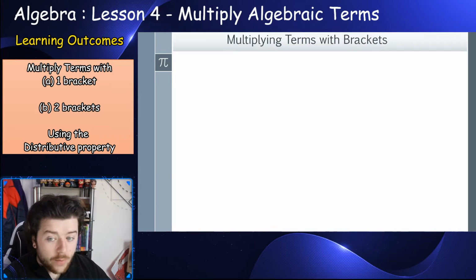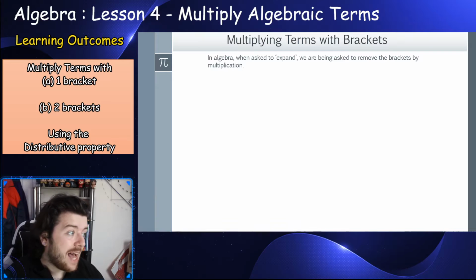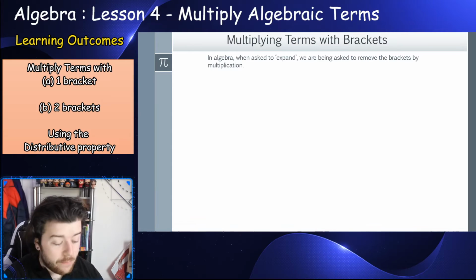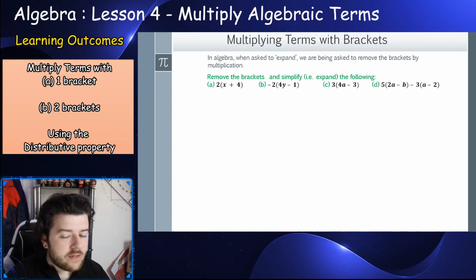And now we're going on to the distributive property. Yeah, so now we're going to be multiplying terms with brackets. In algebra, when we're asked to expand, we are being asked to remove brackets by multiplication. So remove the brackets of each of the following. What we do here, we use the distributive property.